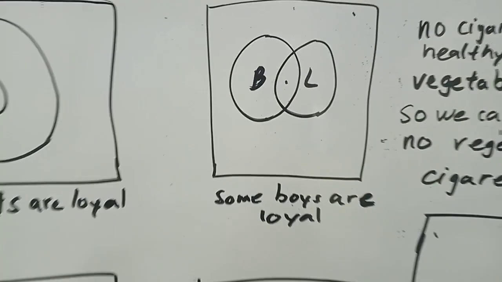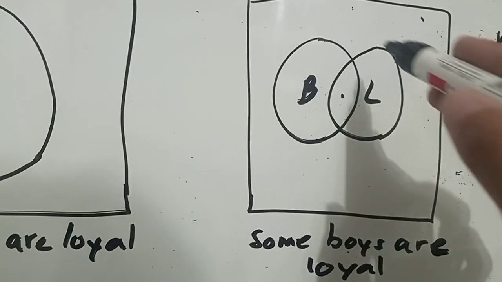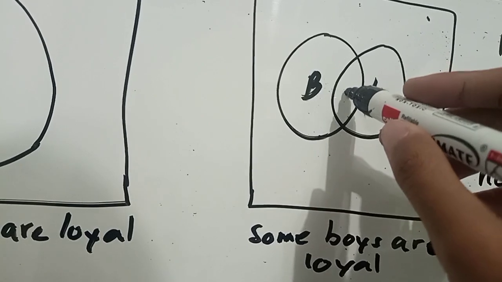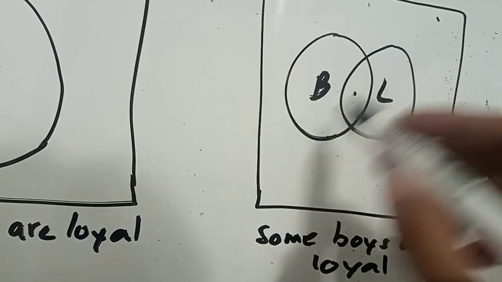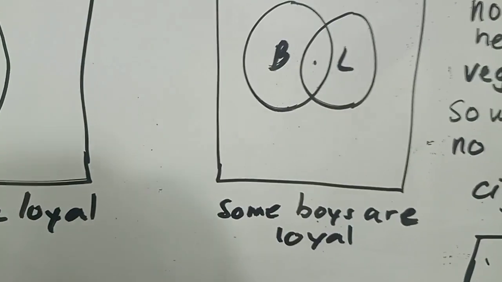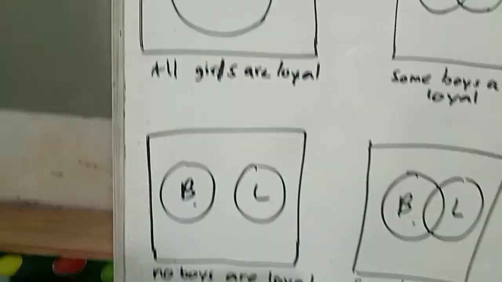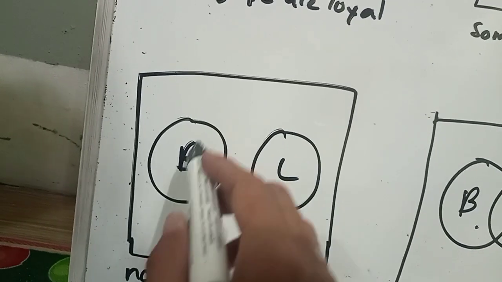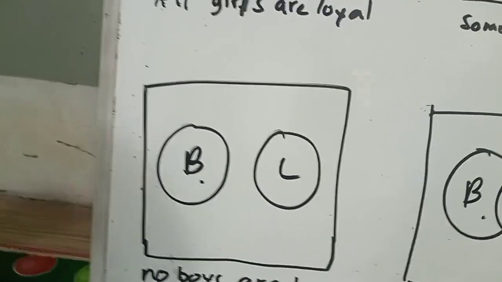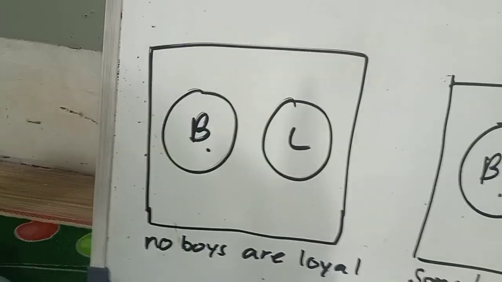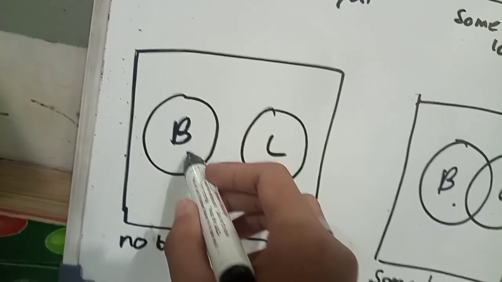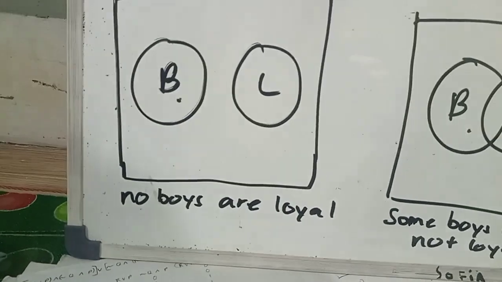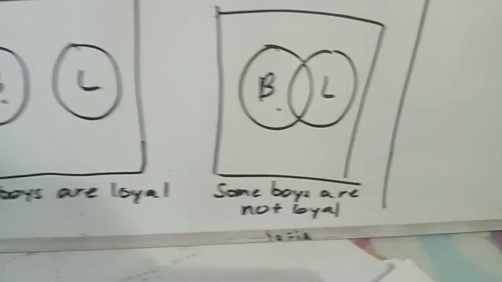Next one is some boys are loyal. This is boys and this is loyal. Some boys are loyal is correct since the boys and loyal circles are overlapping. Next one is no boys are loyal. No boys, so no, that means they are not connected. B and L are not connected. So since they are not connected, no boys are loyal is valid.